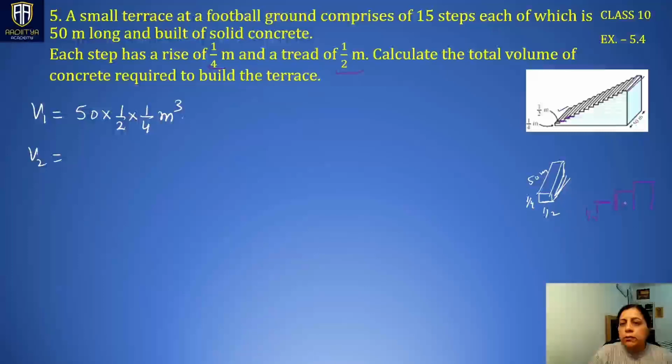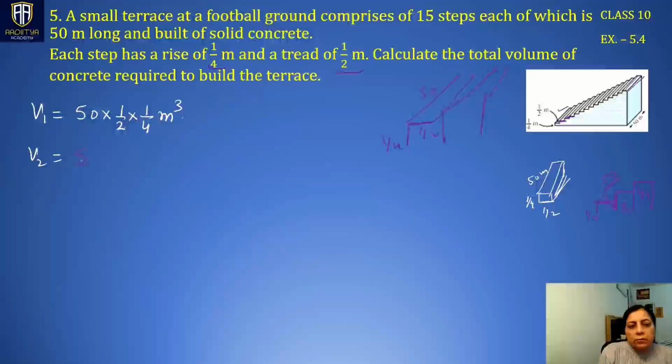This is 1 by 4. This total height is 2 by 4. This is 3 by 4. So the length becomes 50. Tread remains the same, which is half. I hope you are understanding. The only thing is this 1 by 4 rise is getting increased. For the second, it becomes 2 by 4, third it becomes 3 by 4, and so on. So you have to find the sequence.